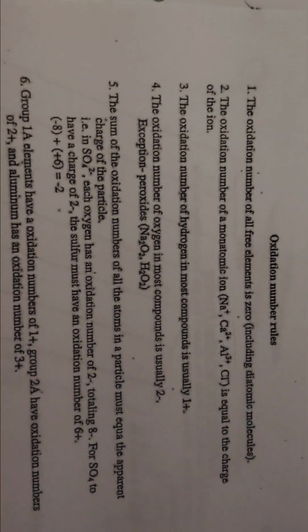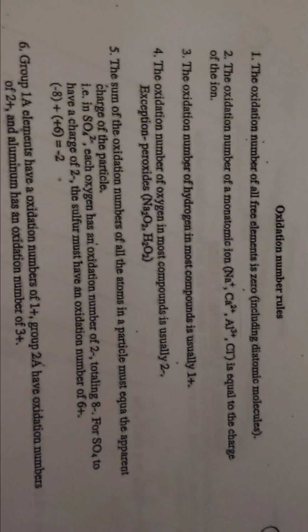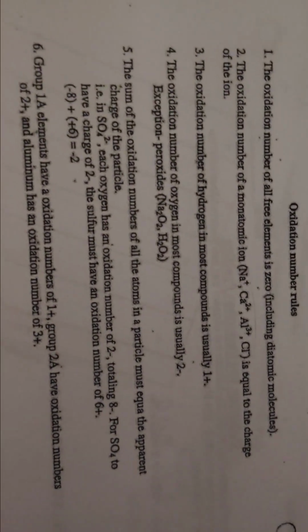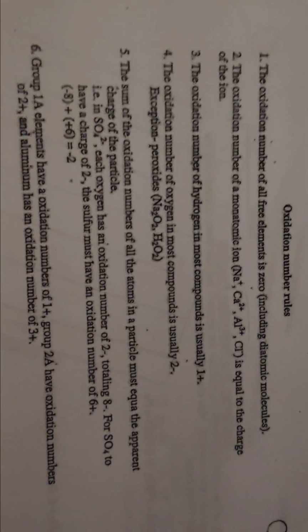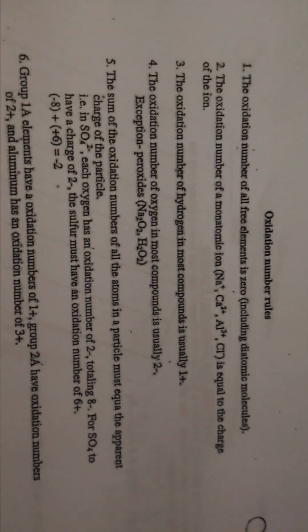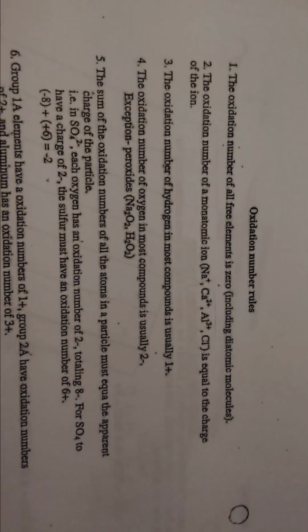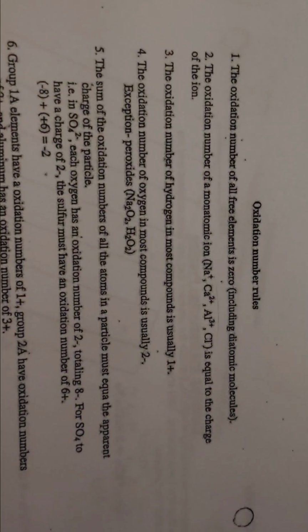So overall, we're going to go to the rules on the back side to see what I'm talking about. All right, so rule number 1, the oxidation number of all elements is 0, including diatomic molecules like H2, N2, I2, those are all 0. All free elements are 0. So when it's by itself, it's 0.